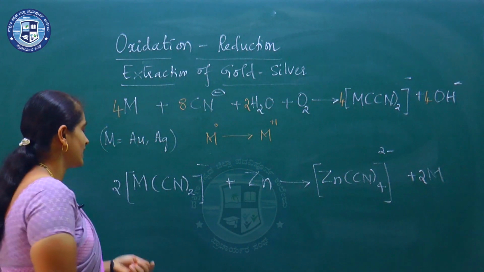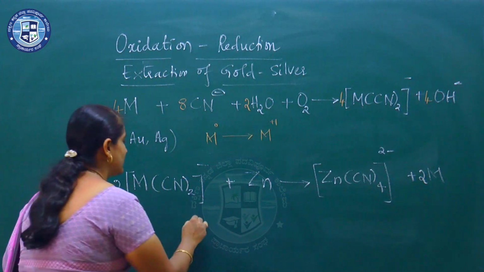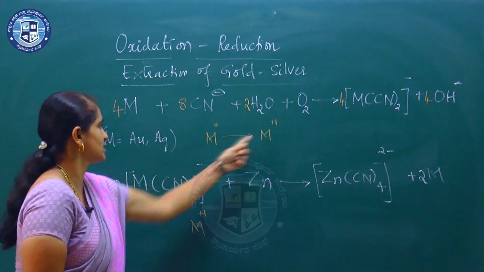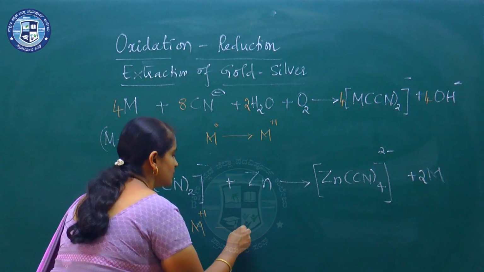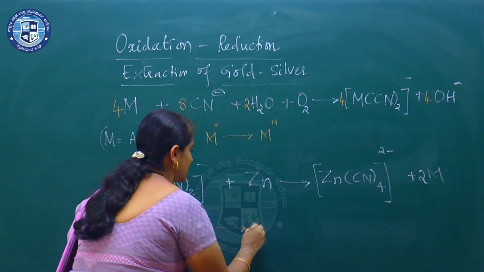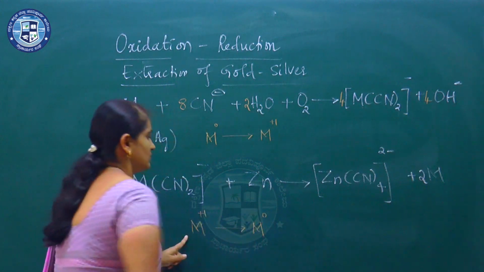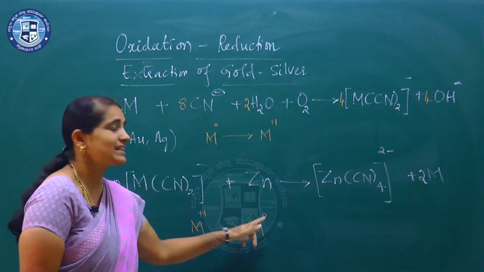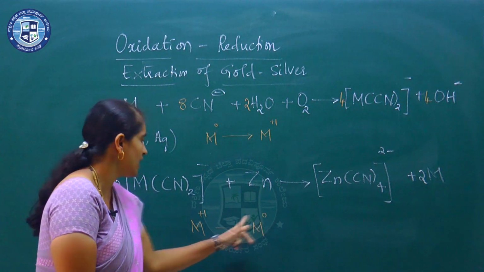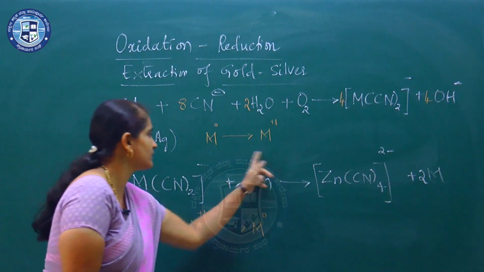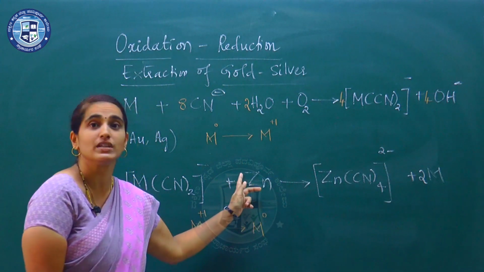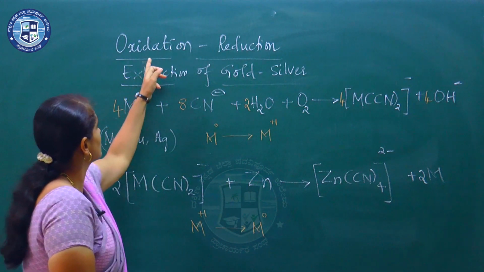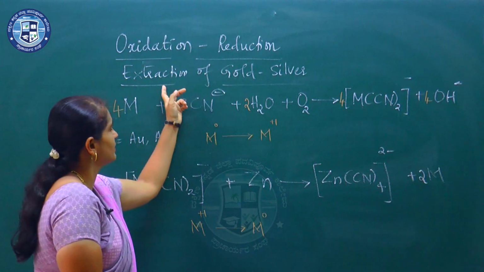If you just check what exactly has happened here, your metal was in the +1 oxidation state, which I have already mentioned, and that is being converted to M0, oxidation number 0. So from +1 to 0, what has happened? There is a decrease in the oxidation number and this has undergone reduction, wherein we use zinc as a reducing agent. Okay, so this is another example for the concept of oxidation and reduction.